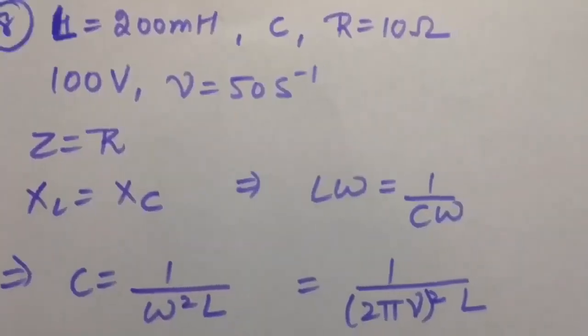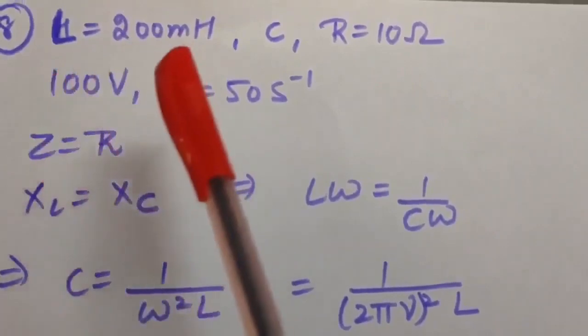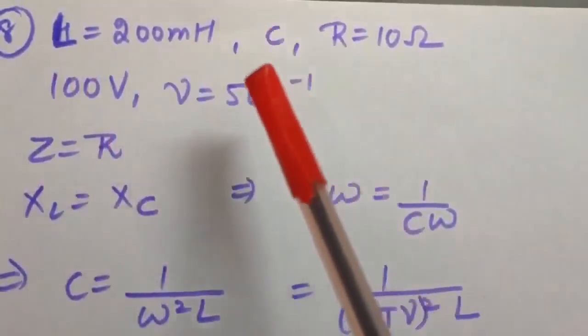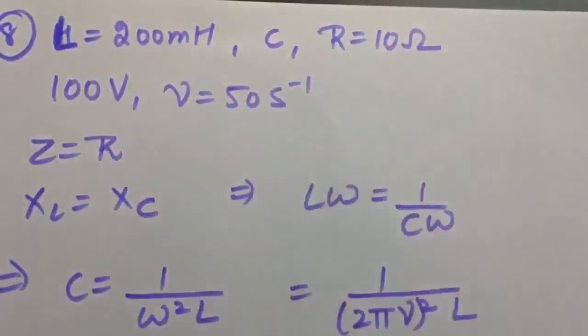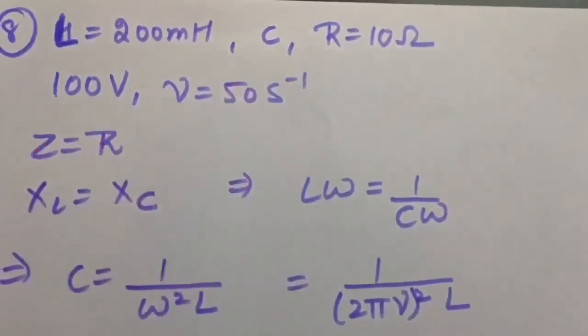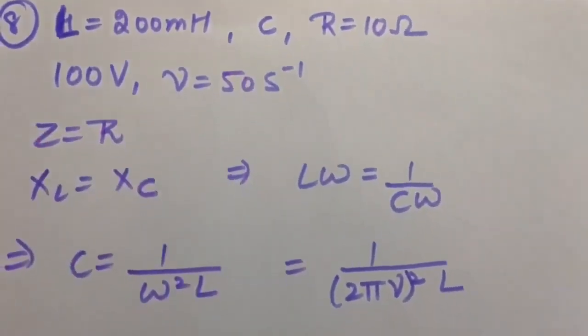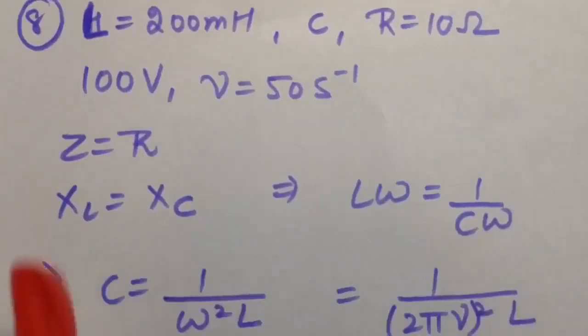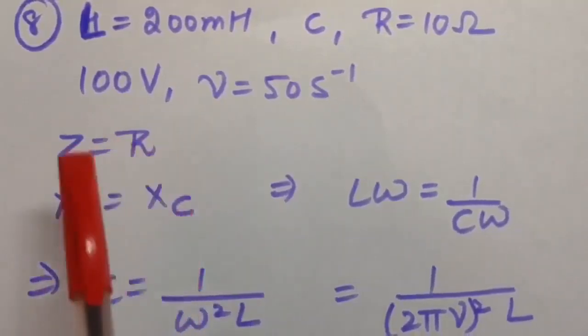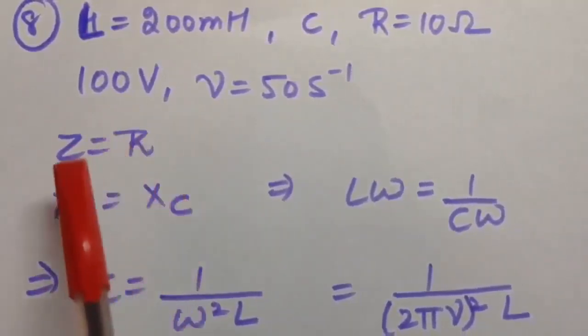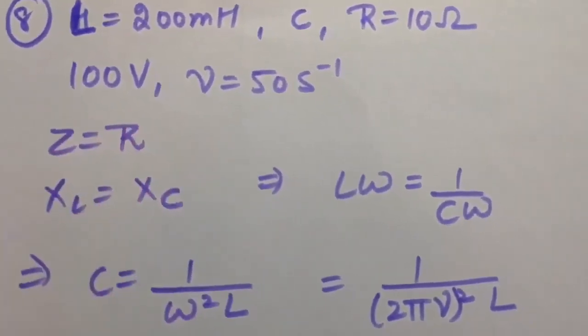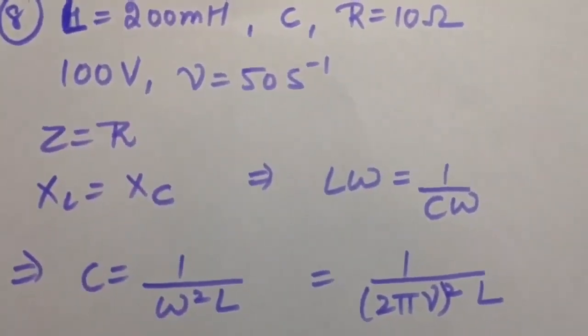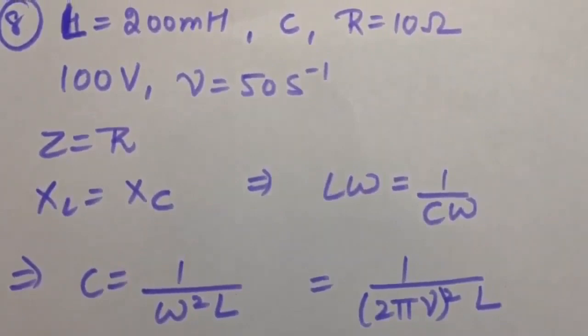Okay, so in the eighth part of the question, you are given the value of inductance, the value of capacitance is asked, resistance is given, and voltage and frequency are given. So in the question it is given that your effective impedance is equal to resistance only, that is Z is equal to R. Now, as you know, the value of Z is the square root of R squared plus (XL minus XC) whole squared.